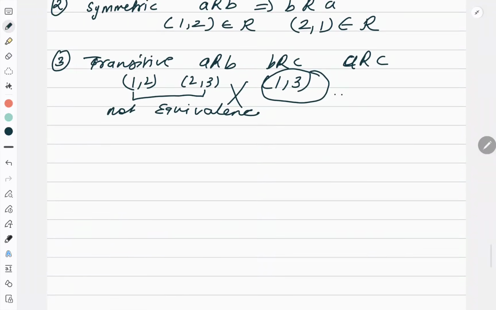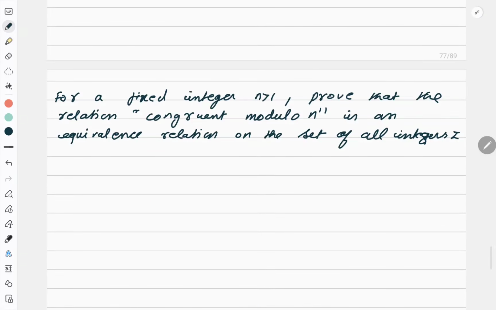Now let's move to the next question quickly. It is a very, very important question. Let me check what exactly they are saying. For any fixed integer n greater than 0, prove that the relation congruent modulo n is an equivalence relation on the set of all the integers. So first, what exactly is congruent modulo n? When you write it like this, it is A congruent B modulo n.